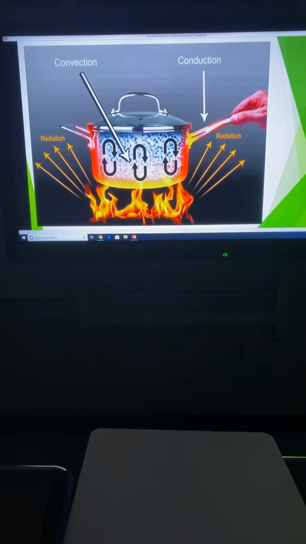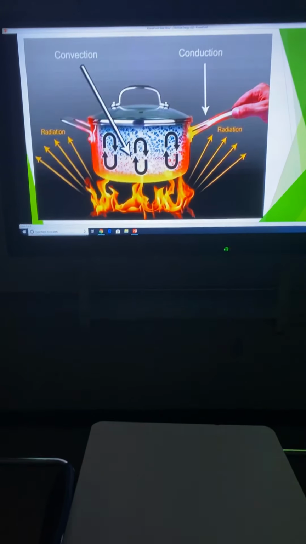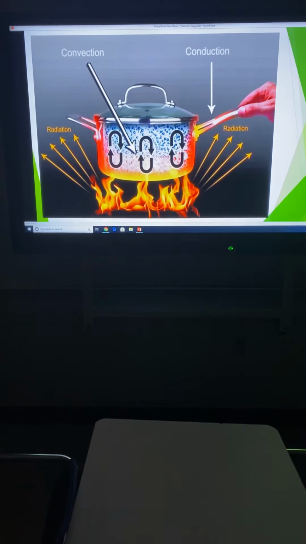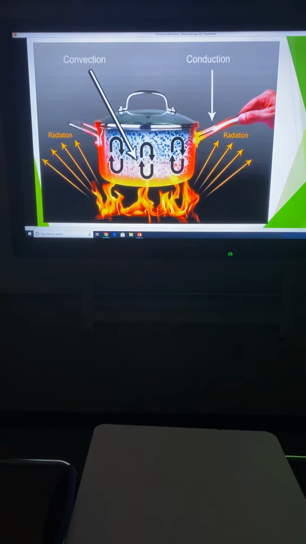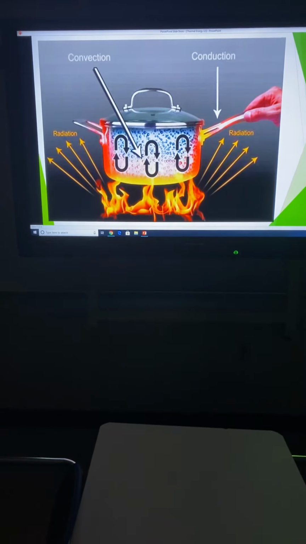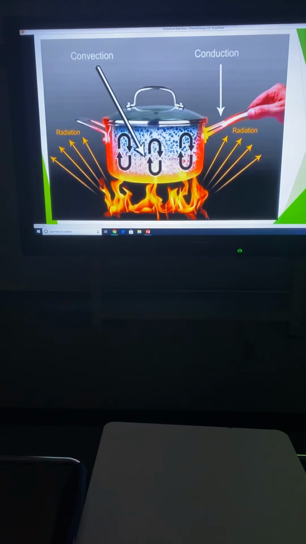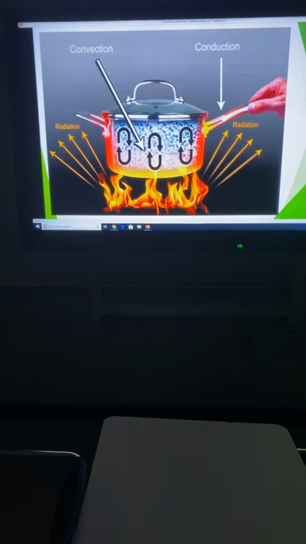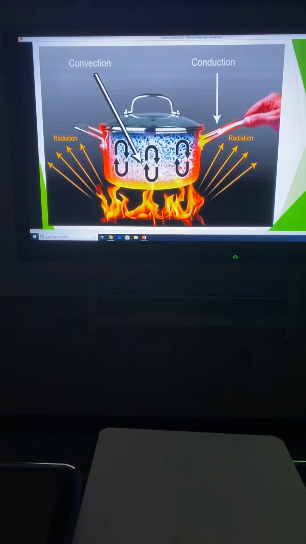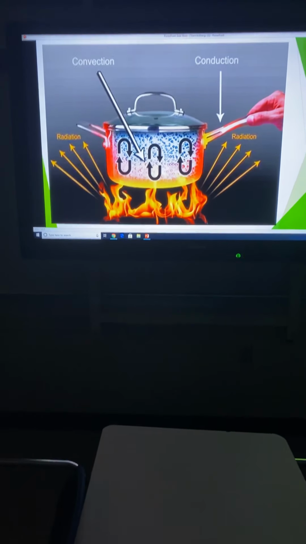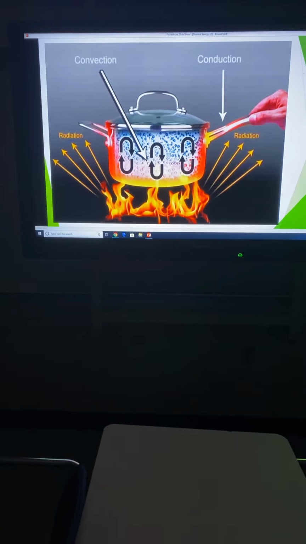Again, three ways: conduction, convection, radiation. Conduction is direct contact. Radiation, you're going to feel radiation. You can feel the sun on your skin. Convection is liquids or gas.